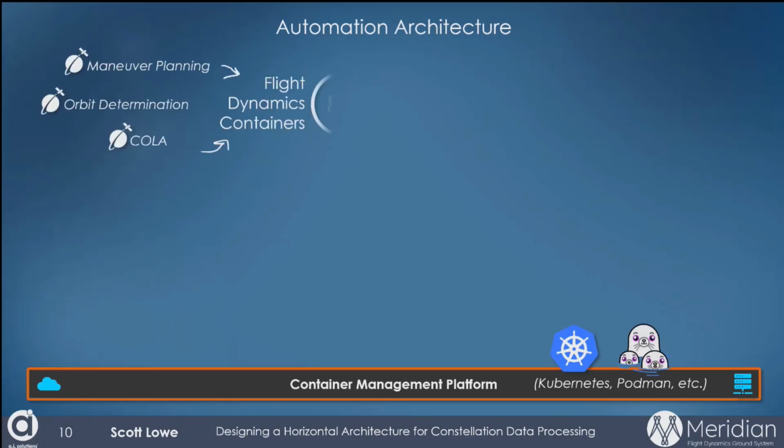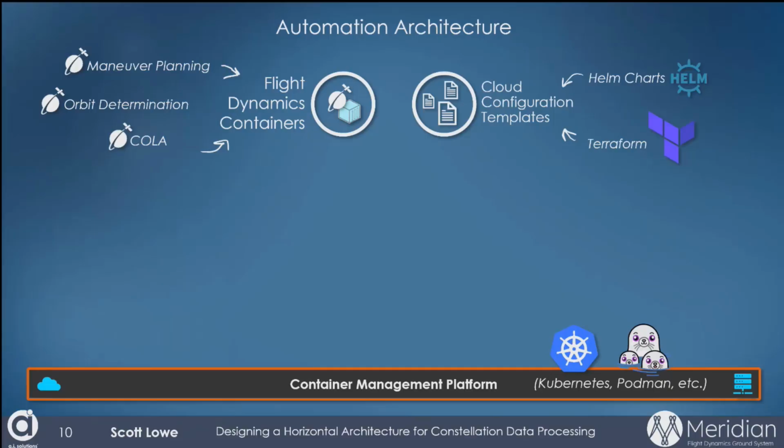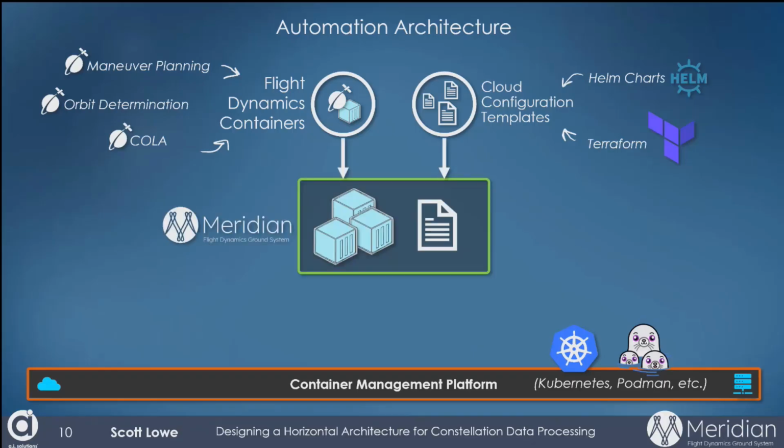So the first thing that we do is we take all of our great flight dynamics that we've been developing for 30 years and we package them as flight dynamics containers. And then, to be able to use those containers, we need what's called cloud configuration templates. Configuration templates essentially allow you to choose as a system admin how you deploy all of those flight dynamics containers into a cloud management platform. So on Meridian, from a high level, Meridian is a collection of those custom flight dynamics containers containing the software that we use to run our flight dynamics, along with cloud configuration templates that a system admin can custom tailor to fit their environment.